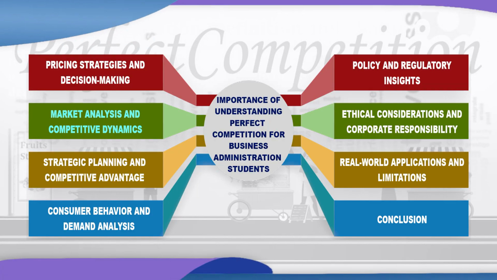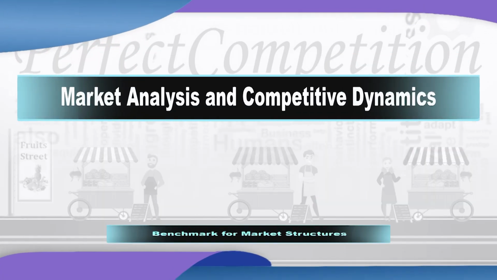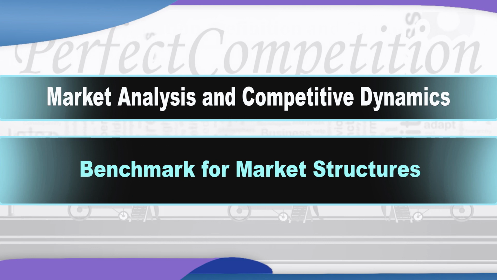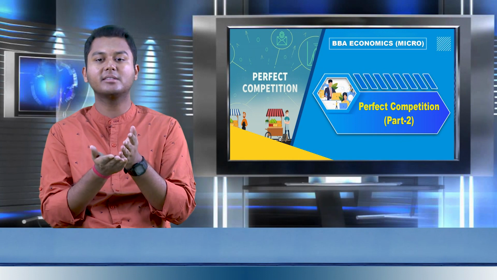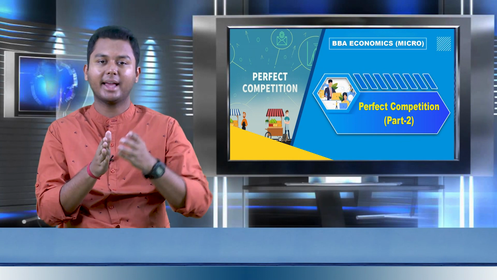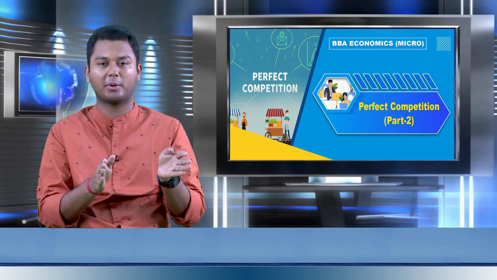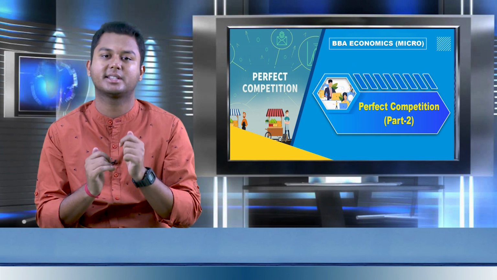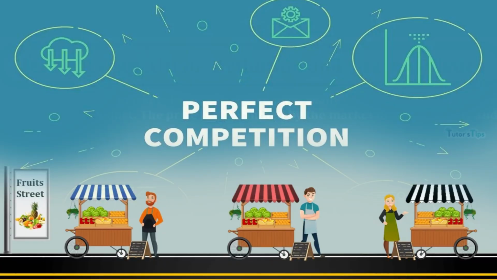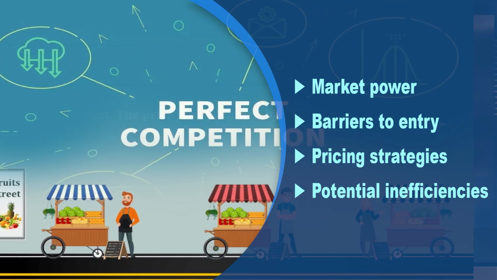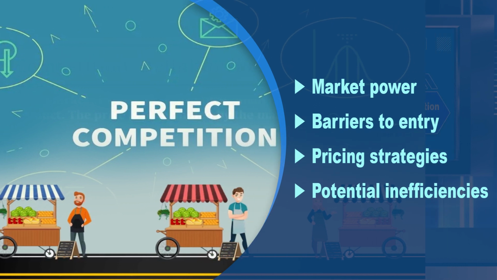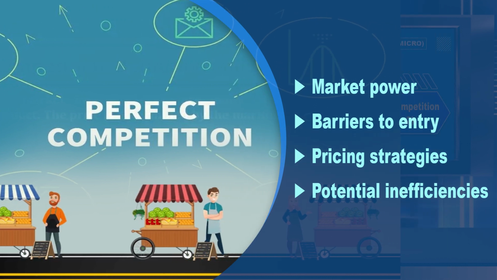Next is market analysis and competitive dynamics. If we look at it as a benchmark for other market structures, then perfect competition actually serves as a benchmark to compare other market structures like monopolies, oligopolies and monopolistic competition. Understanding the deviations from perfect competition helps students analyze market power, barriers to entry, pricing strategies and potential inefficiencies that may exist in real world markets.